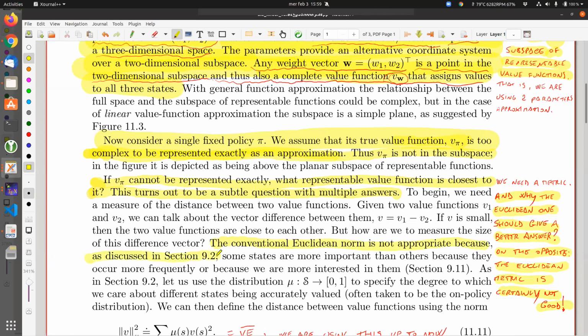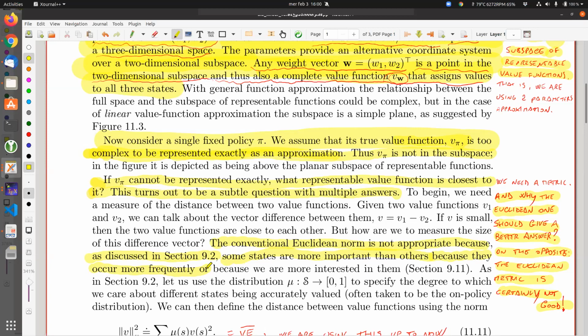And maybe we can read here. As discussed in section 9.2, this is the discussion I was giving you at the beginning of the lecture. Some states are more important than others. And what does it mean, more important than others? Yes, it's sort of our choice, but there is a natural choice that is coming out from the environment, no? It means exactly, as you can see, that they occur more frequently. Because when you look at the episodes, at the trajectories, there are certain states that appear more frequently than others.